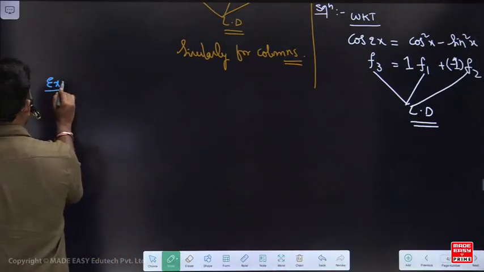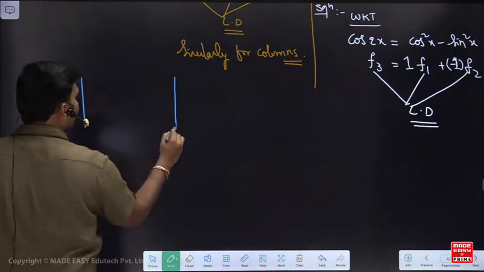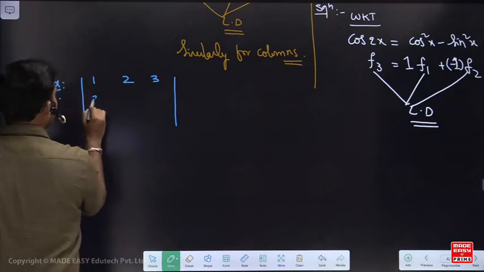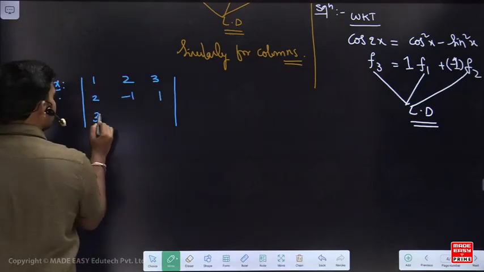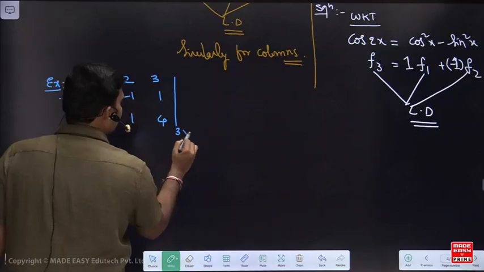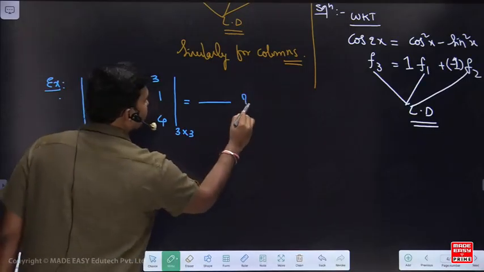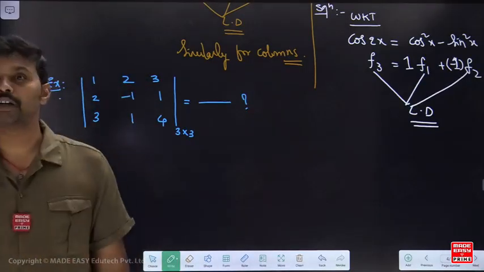Now we take this example here, the determinant of 1 2 3, 2 minus 1 1, and 3 1 4 here. So what is the determinant of this matrix? What is the determinant of this matrix here?